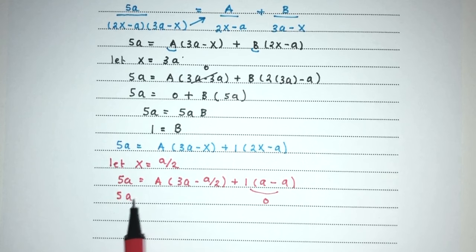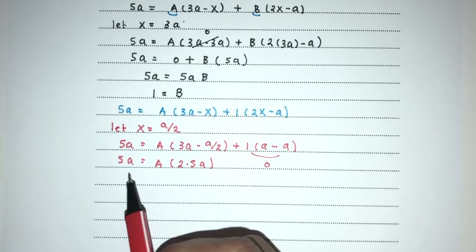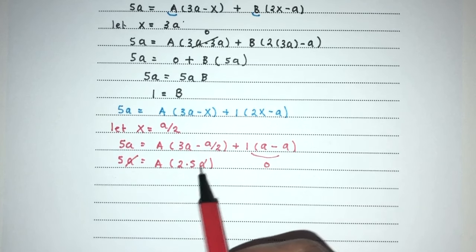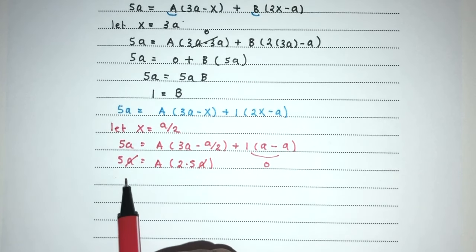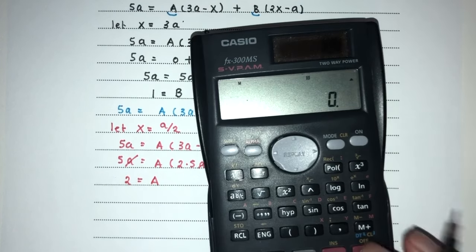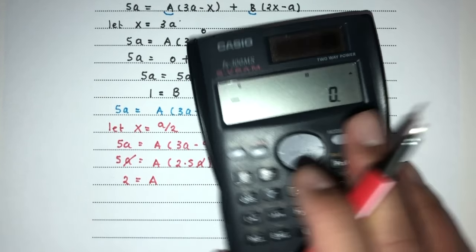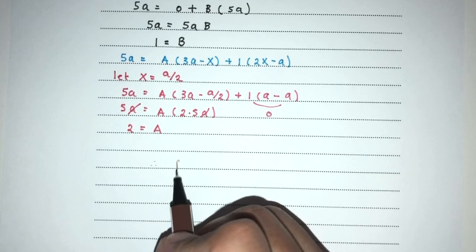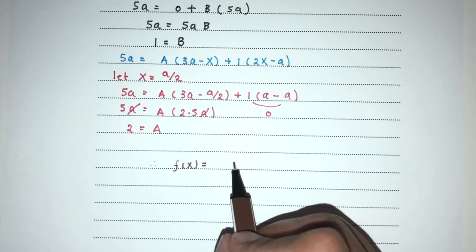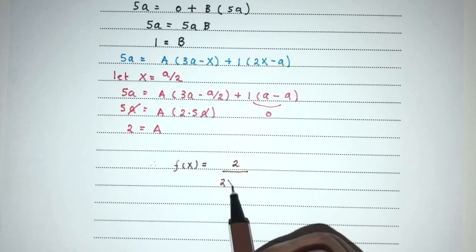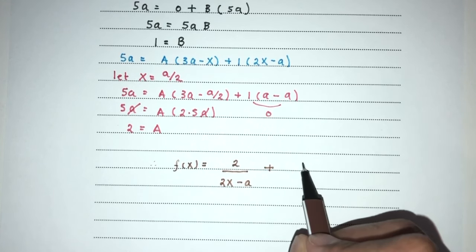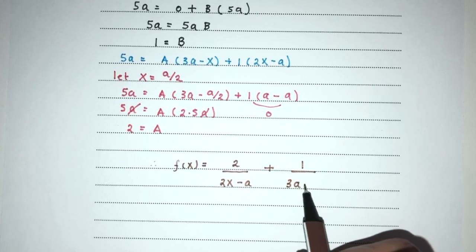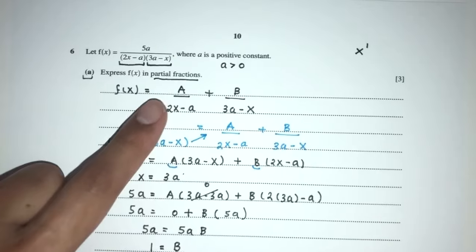And here we have 5a. So 3a minus half a, that will be 2.5a, right? And then finally, we can just divide by a on both sides. This will go away. Divide by 2.5, you will have 2 here, and that will be A. You can check, 5 divided by 2.5 will be 2, right? So A will be 2. So finally, we conclude what? We conclude that f of x can also be written as A, which is 2, over the value of 2x minus a, plus 1, which is B, over the value of 3a minus x. That is f of x in terms of partial fractions.